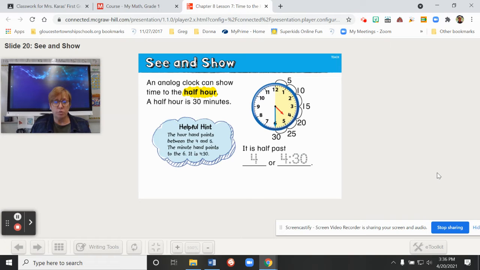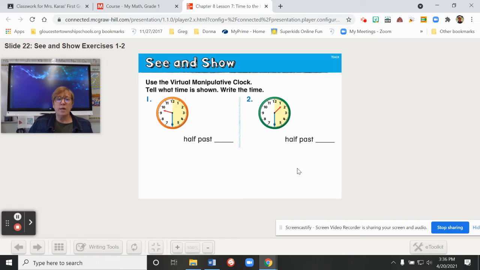It is 4:30. Okay? Now notice here how they've counted. On counting by fives, that's where they get the 30. So the time is 4:30. Okay? All right, let us look. Now, you can use your clock at home to help you if you'd like, okay? You're going to tell what time is shown and write the time.